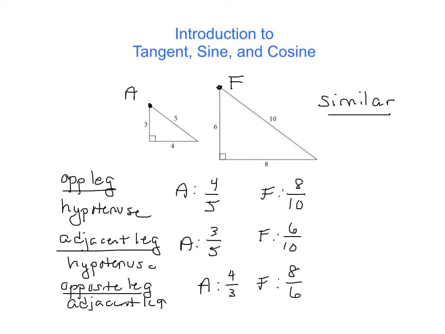Now these ratios are used often enough in mathematics that they've been given names. The first one is named sine, the second one is named cosine, and the third one is named tangent. And you might think to yourself, how am I possibly going to remember that? Well, the next slide shows you how.